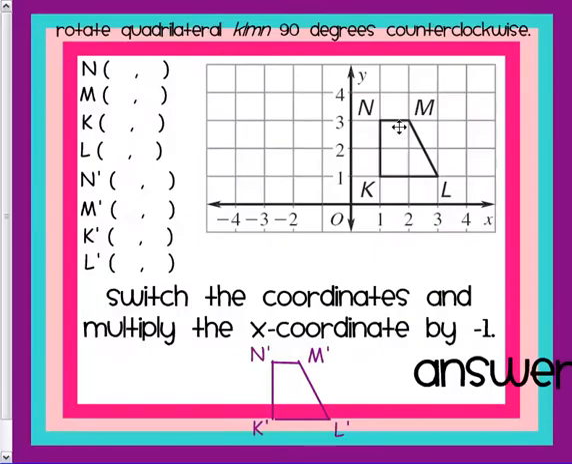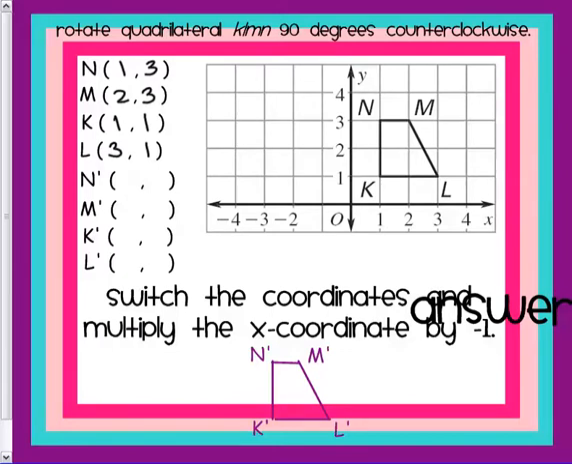Okay, we have NMLK. Let's first figure out what the points are. So try to determine what the points are and what it would be if you rotated it 90 degrees. Remember, you're switching the coordinates and multiplying the x coordinate by -1. Okay, go ahead and pause the video and try it. I'll be back in just a second to show you the answer.